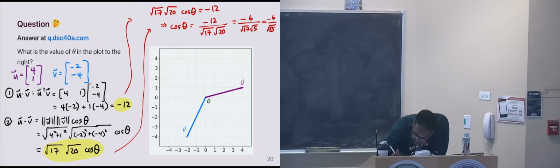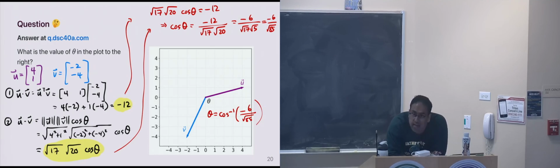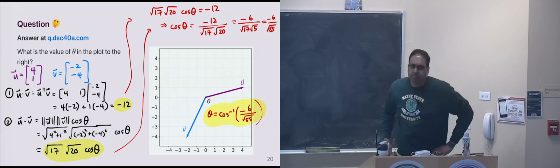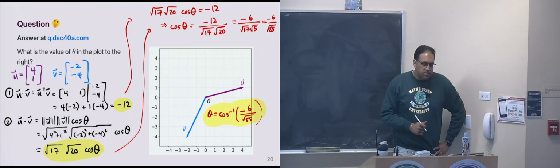Okay, which tells me the theta is the cosine inverse of negative 6 over root 85. Whatever that ends up being. Do we agree? Okay. Now, how did I know that the angle is greater than 90 degrees? Well, my claim is that because it's negative, I know that. Okay, but why does it being negative tell me that?